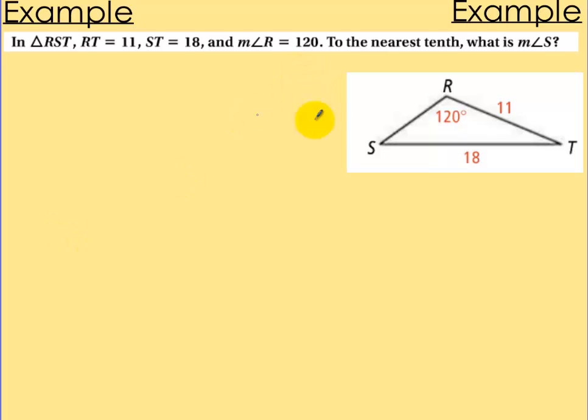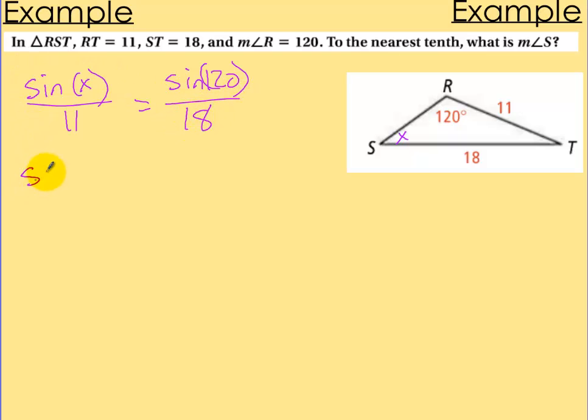All right, let's begin. So in this triangle RST, you've got RT equals 11, ST is 18, and the measure of angle R is 120. To the nearest tenth, what is the measure of angle S? So I'm going to put an X right there, just so I know. All right, same thing. I can go to sine. Sine of X, whatever that is, is going to be over the opposite side, 11. It's going to equal sine of 120 over the opposite side, 18.